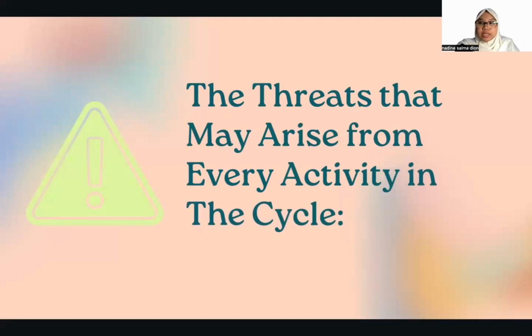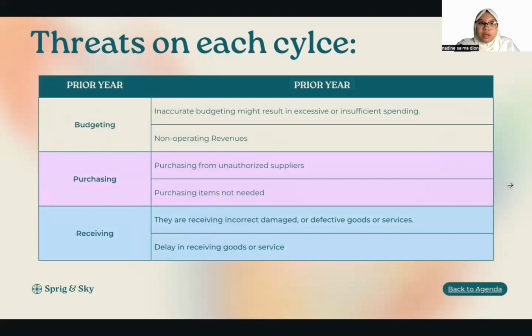Okay, next I'm going to explain the threats that may arise from every activity in the cycle that Ilma already mentioned. I'm going to only point out threats in every activity to shorten the time. The first activity is budgeting. The threats are that inaccurate budgeting might result in excessive or insufficient spending and also non-operating revenues. These could result in financial hardship, and disruption in healthcare service may follow from this.